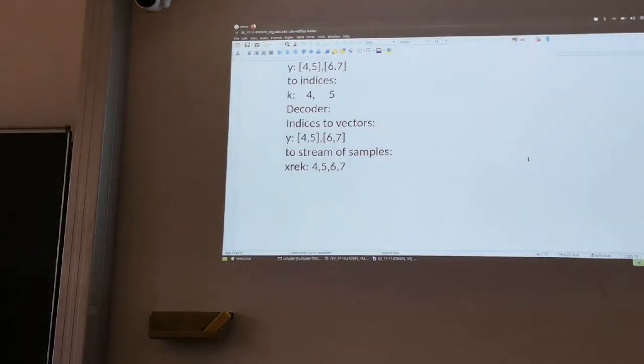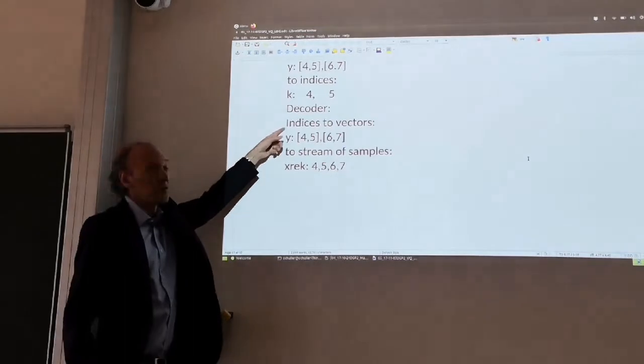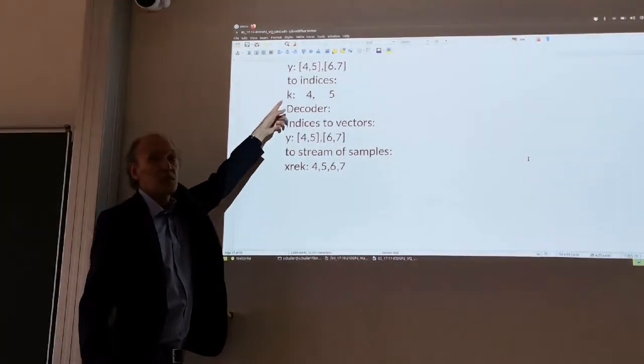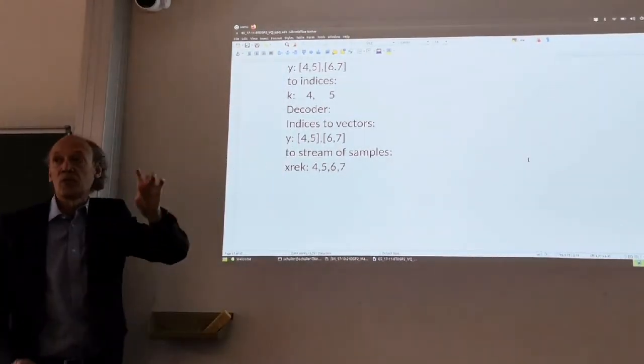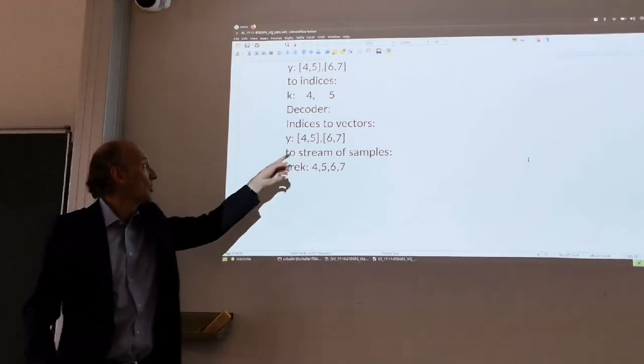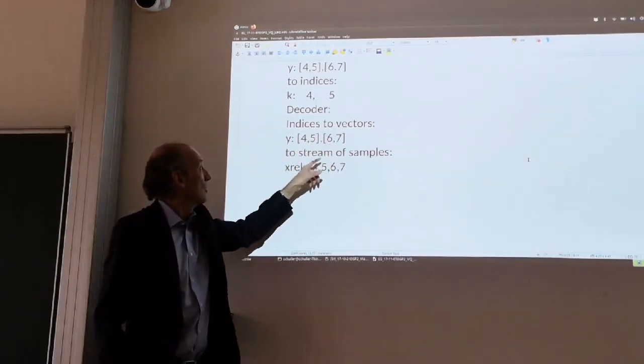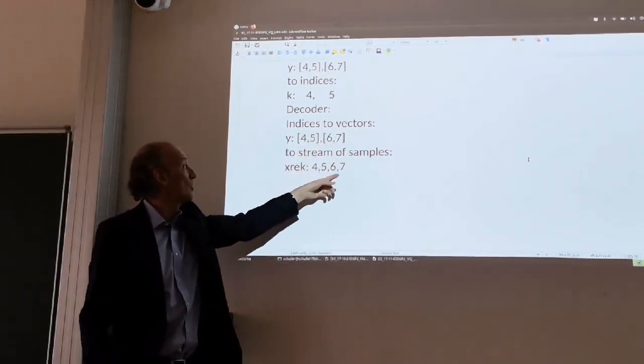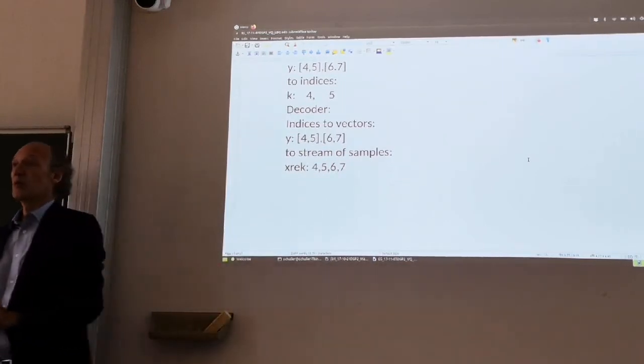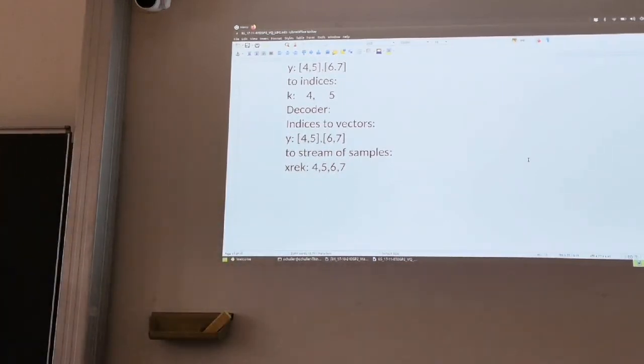Then the decoder has the same codebook. It takes the indices in the table lookup, where the codebook is stored, and obtains these vectors. And then it just concatenates these vectors to get the reconstructed sequence of samples.